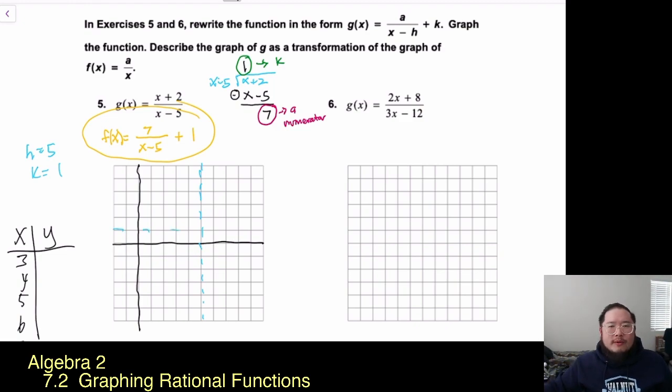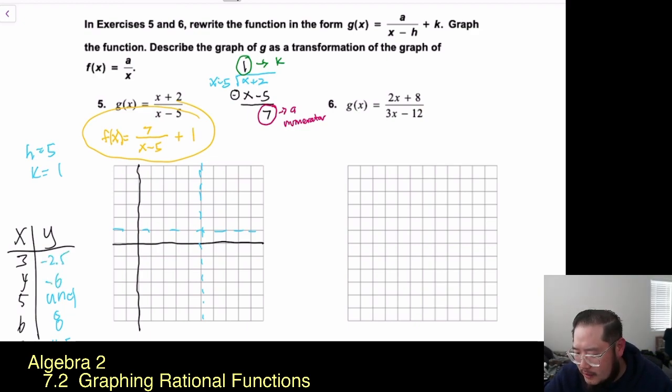In my table, in the middle, I'm going to put in 5 right there. And when you plug in 5, you got yourself undefined. And then we plug in other numbers. When you plug in 6 for x, you end up with 8. When you plug in 7, we got 4.5. Then we have -6 and -2.5. All right, so those are our points. We'll go ahead and plot those.